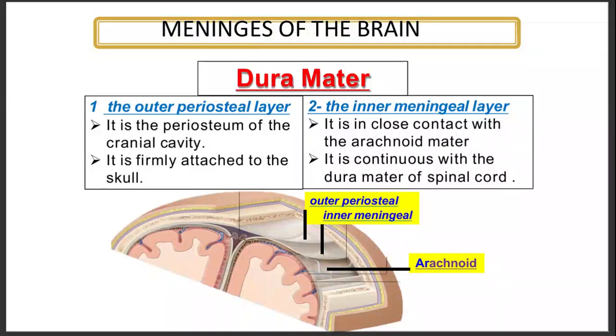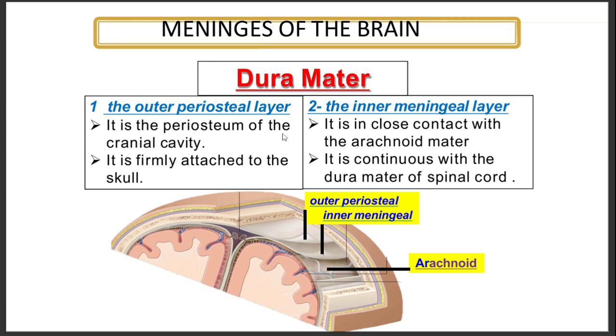Now, dura is the outermost layer. It has got the part that is attached to the bones. We call that the outer layer because it is attached to the bone. It is also known as the periosteal layer. And then you have got the inner layer that is attached to the arachnoid mater. Okay, and we call it the meningeal layer. And the meningeal layer is the one that is going to continue with the dura mater of the spinal cord. The periosteal layer doesn't go all the way to the spinal cord, it's just in the skull, but the meningeal will continue to the spinal cord.